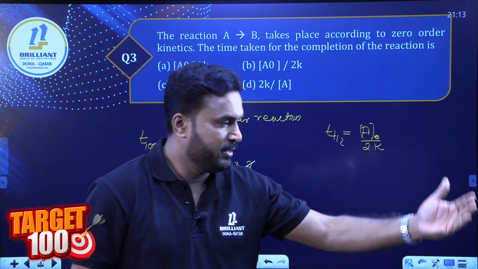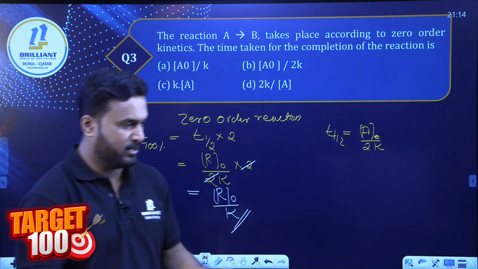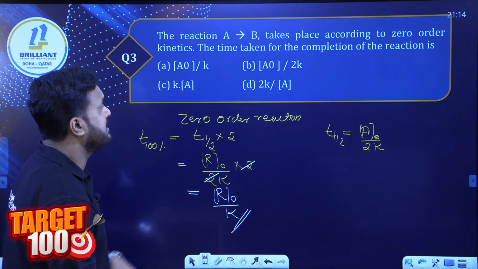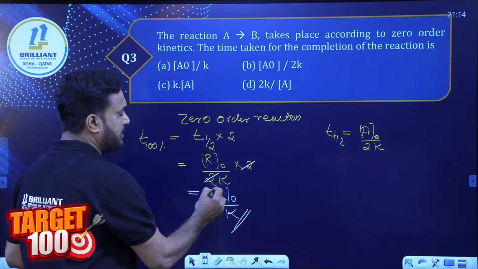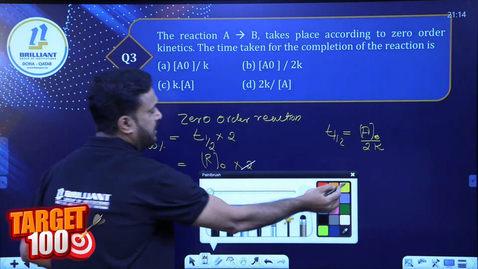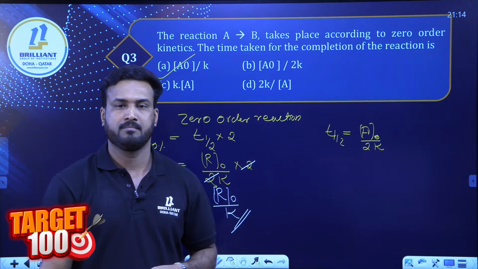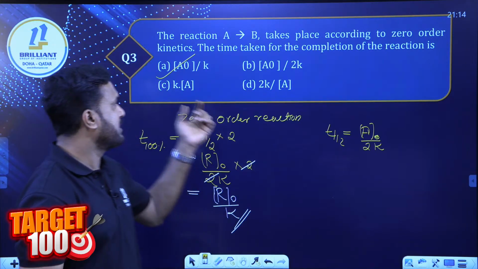Yes, so many correct answers came, but still someone sent A. Check your answer. So the correct answer is R0 by K, or A0 by K. We can write the correct answer is A0 divided by K. Clear?